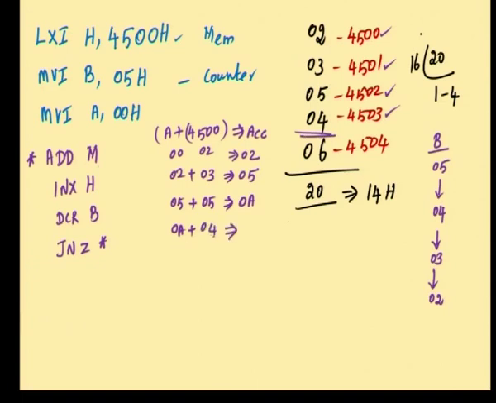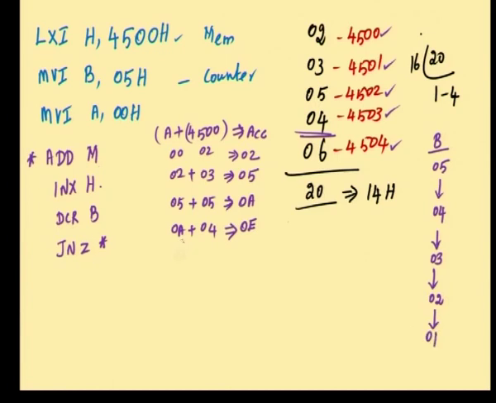Actually a plus 4 is b, c, d, e, right. So it becomes 0E. After that I have to increase the memory location. Now it becomes 4504. Then decrease the counter, which is 01. Now it is not 0.